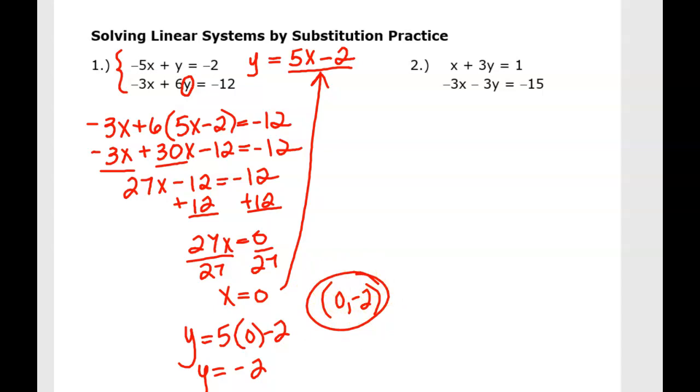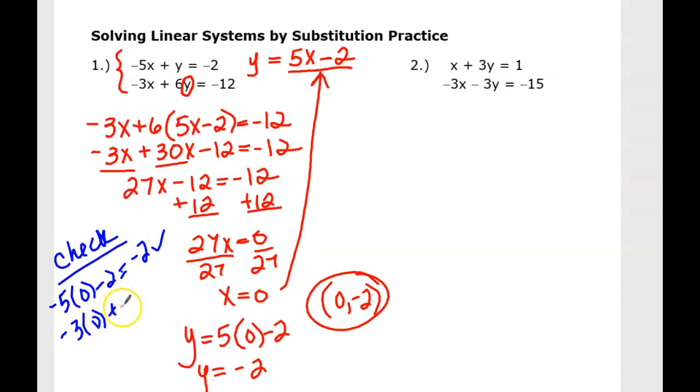Again, I'm not going to forget about my check step. All right, so I'm going to do my check quickly over here. I'm taking 0, -2, I'm plugging it in. -5 times 0 minus 2, does that equal -2? Yep, that one works because 0 minus 2 is -2. And the second one, -3 times 0 plus 6 times -2, does that equal -12? Yep, that one works too because -12 is equal to -12, so that works. So my check step worked.